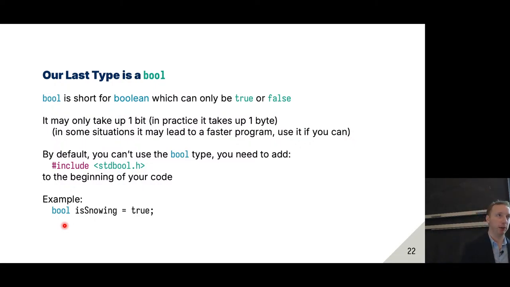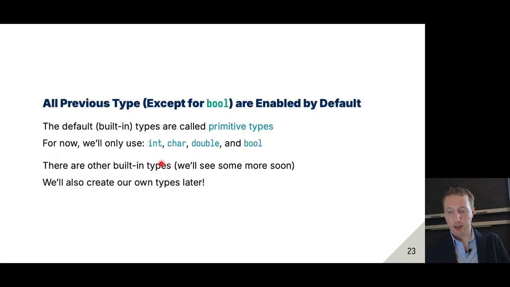And with Booleans, you only have 2 options. And why you need to do this is apparently Booleans didn't exist in the 70s whenever they first came up with the C language. They added it after the fact. So all of the previous types except for bool are enabled by default, so you don't have to do anything special in order to use them.